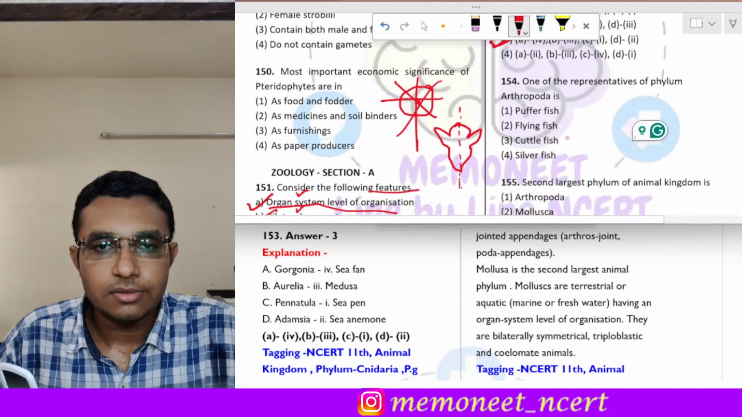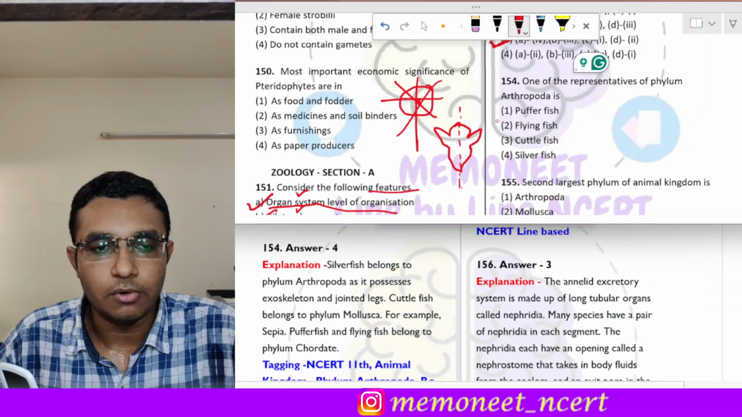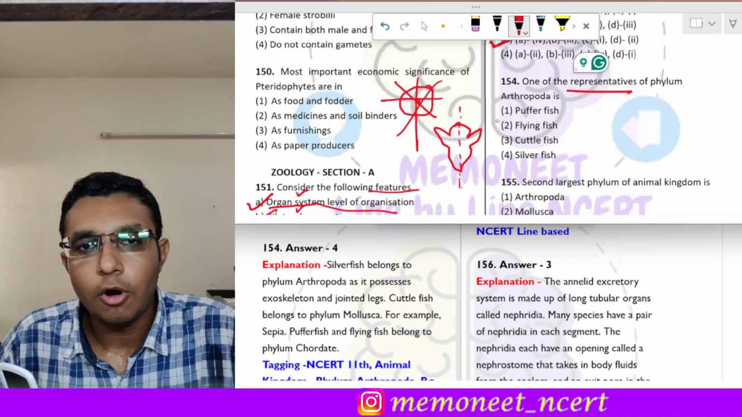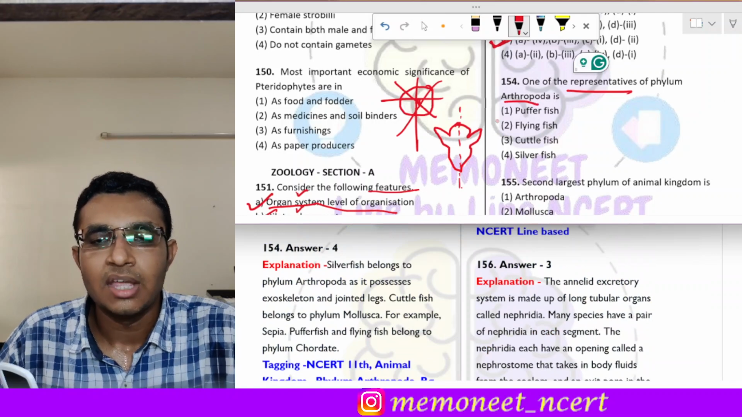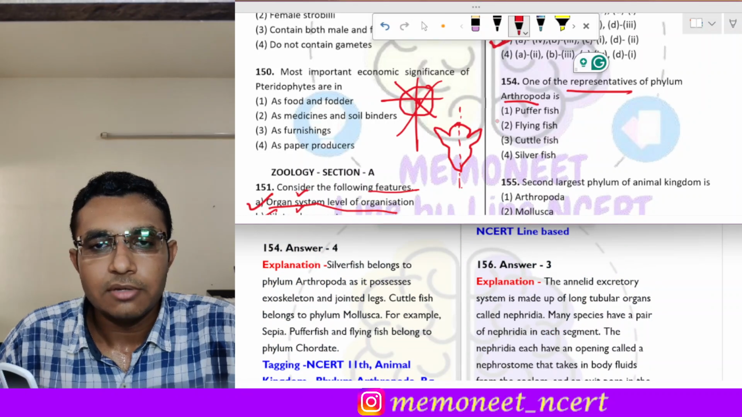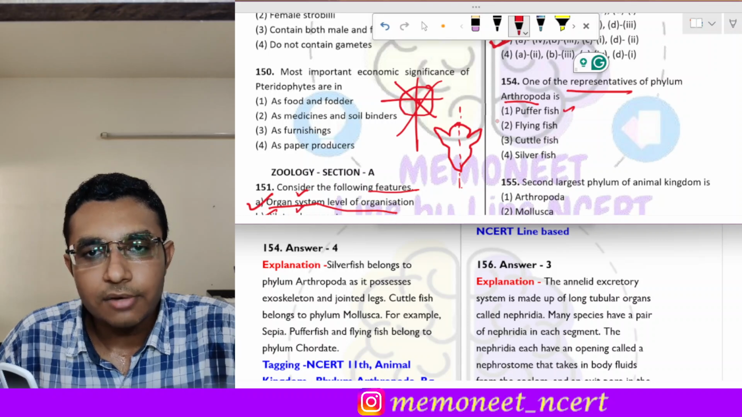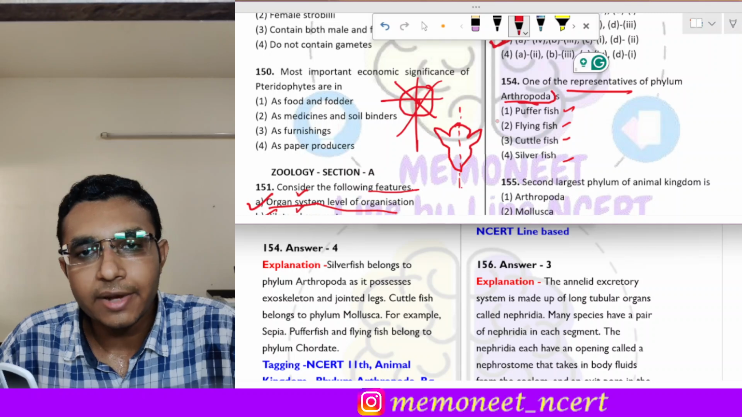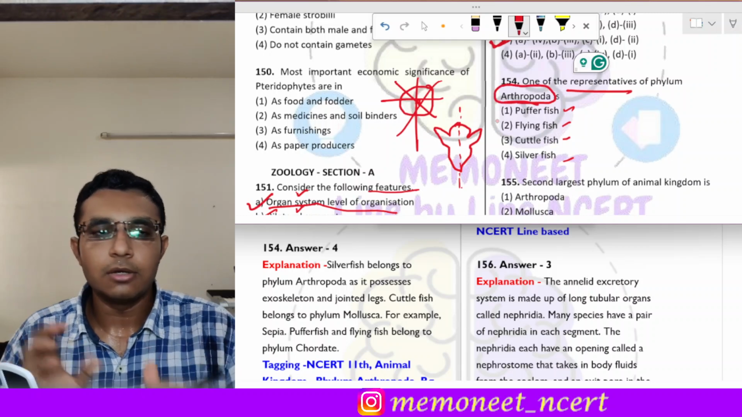Moving on to the next question, that is question number 154. The question 154 states that one of the representatives of phylum Arthropoda is. Now see, this is a confusing question because in these all options are fish, fish, fish and fish. So you have to identify which belongs to phylum Arthropoda. And what belongs to phylum Arthropoda?